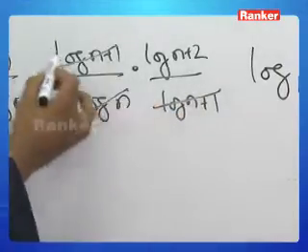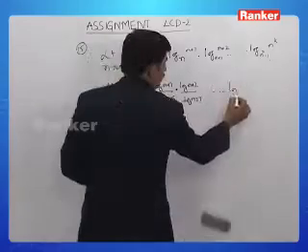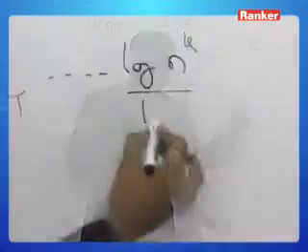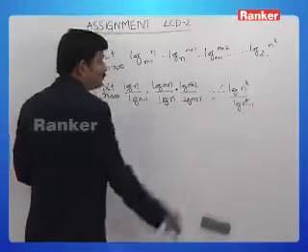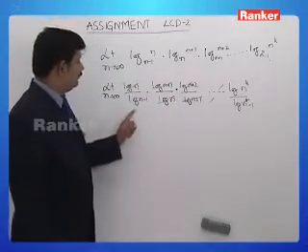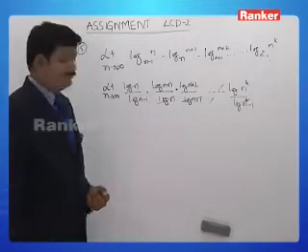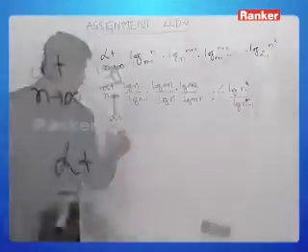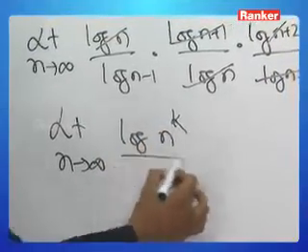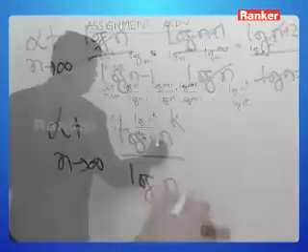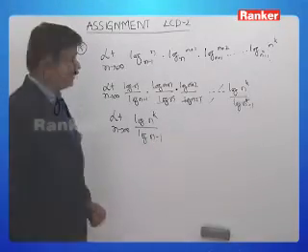We can see log n plus 1 and log n plus 1 get cancelled, and so on up to log n power k divided by log n power k minus 1. Everything gets cancelled, and we are left with log n power k divided by log n minus 1. So this limit is the limit as n tending to infinity of log of n power k divided by log of n minus 1. Now again we will use a small property of logarithms.